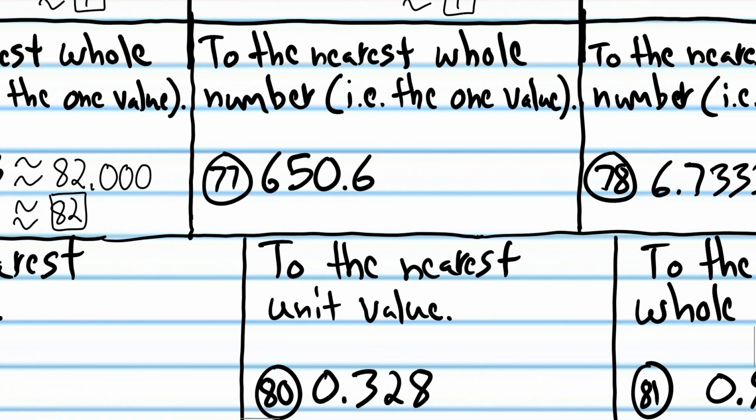So why don't you try number 77? When you come back, we'll do it together. All right, we're back. That's the ones place. The 6 tells us to round up. So the blue number rounds up 1, and the other number becomes 0. So no real difference here.